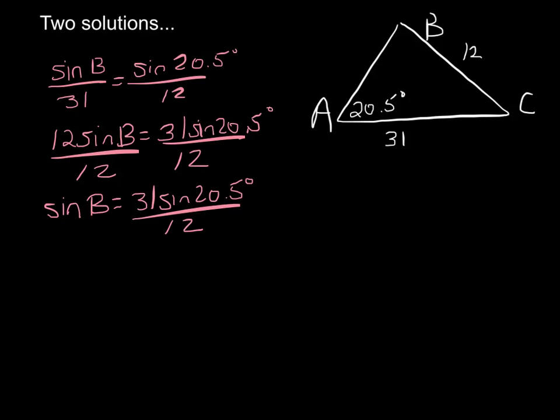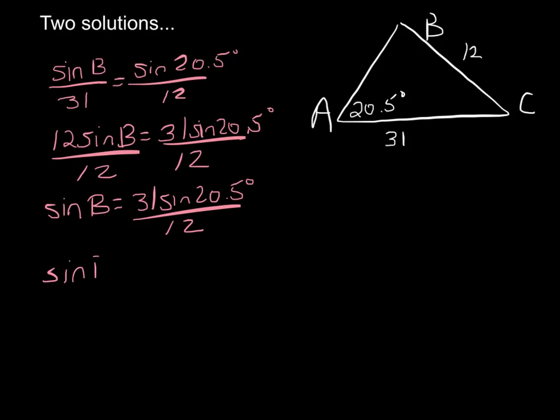I'm going to use my calculator to get a value here. And I get that sine B is equal to approximately 0.9047, which is less than 1, so that is in the range of sine. And if we use our inverse sine, we end up with approximately 64.8 degrees.